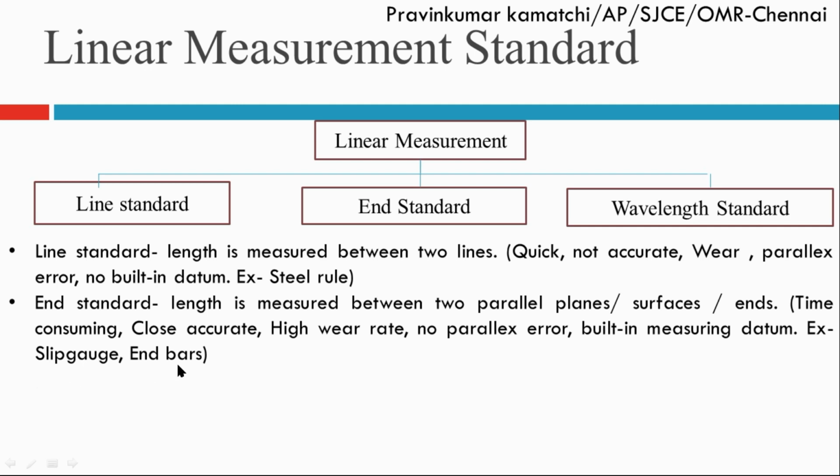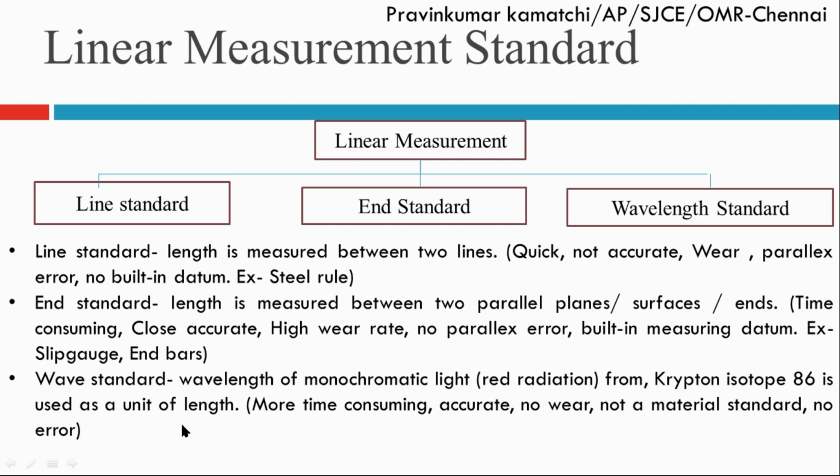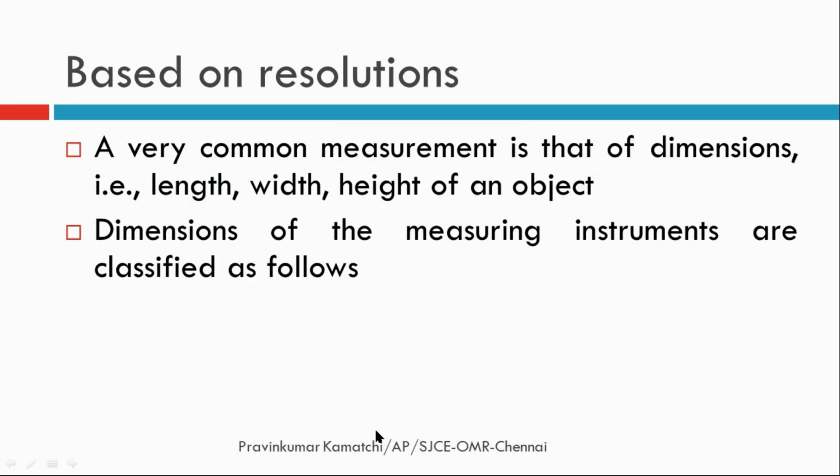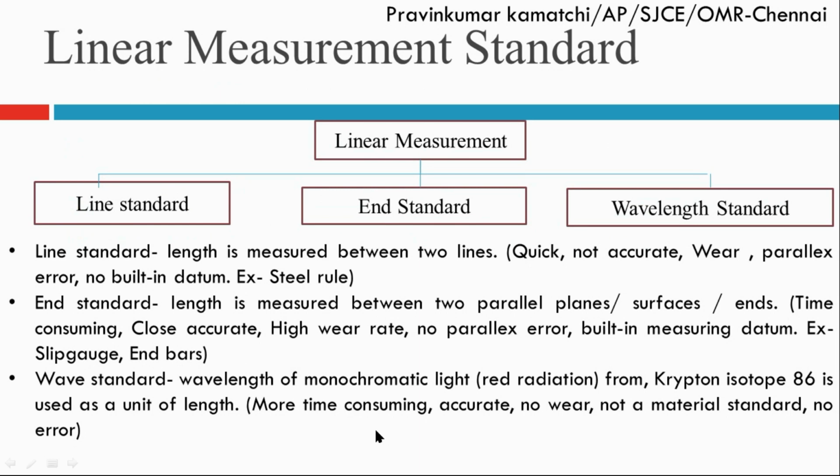And the next one is wave standard. In wave standard, we use monochromatic light, and krypton isotope 86 is mostly used. That particular krypton isotope 86 wavelength is used as a unit of length. Usually wavelength standards are time consuming while measuring linear distance, and it is very highly accurate. And here there is no wear because it is not a material standard, and the error is very low, negligible.